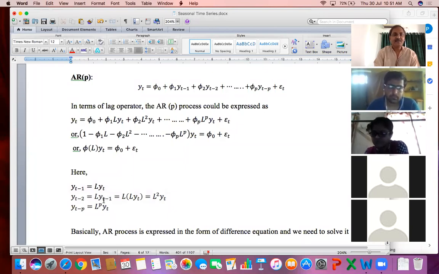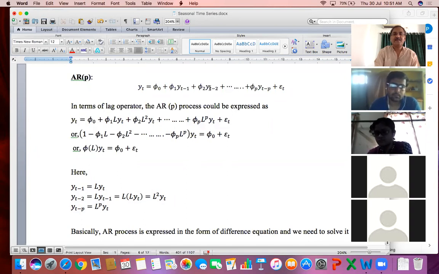Clear? If we substitute the value of Yt minus 1 from the previous expression, you have L of L Yt, that is L square Yt. So you can write Yt minus 2 is equal to directly L square Yt. In this way, you can write Yt minus p is equal to L to the power p Yt. So if we substitute Yt minus 1, Yt minus 2, up to Yt minus p in terms of the lag operator, you have this kind of expression.